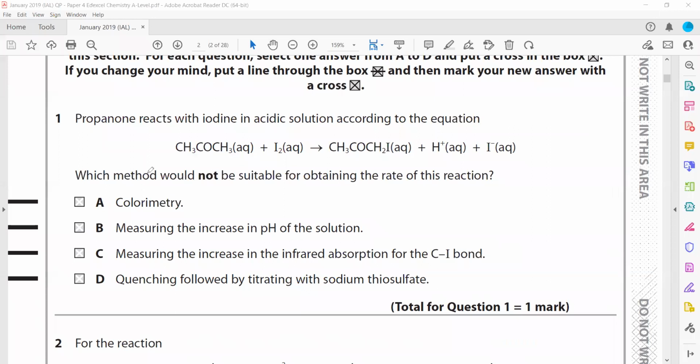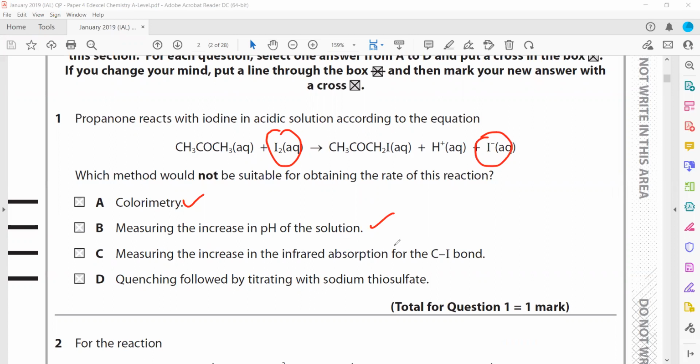A colorimeter can be used because iodine turns to iodide. Measuring the pH of a solution can also be used, because the reaction, as you can see, produces hydrogen ions, H plus ions. So that is also suitable.